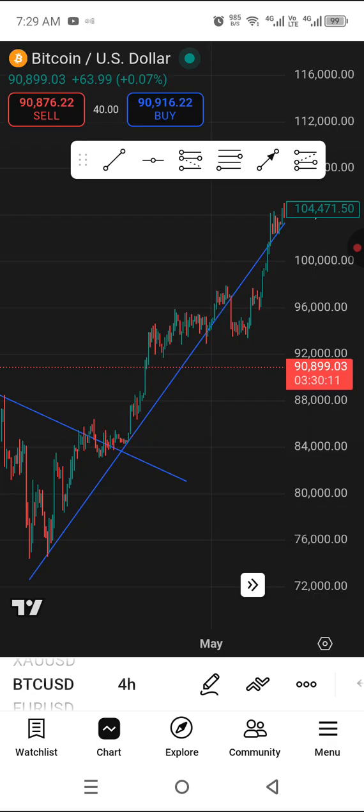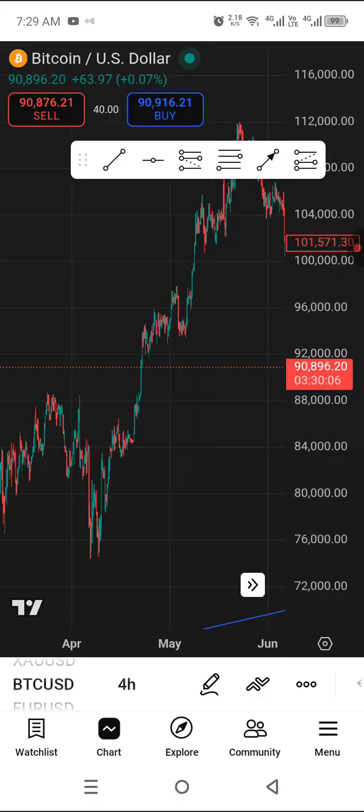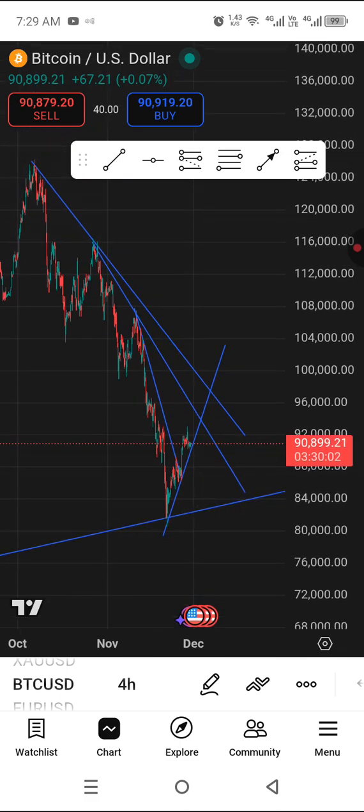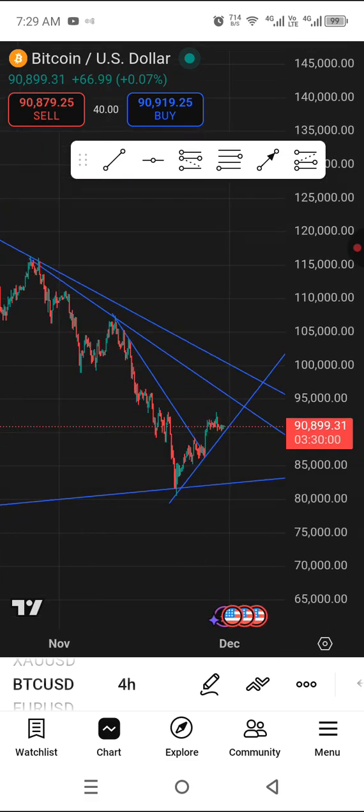So that is what I mean by this strategy. It's just as simple as that. But you have to draw your trend lines next to the current price action. So I hope it has made some sense.